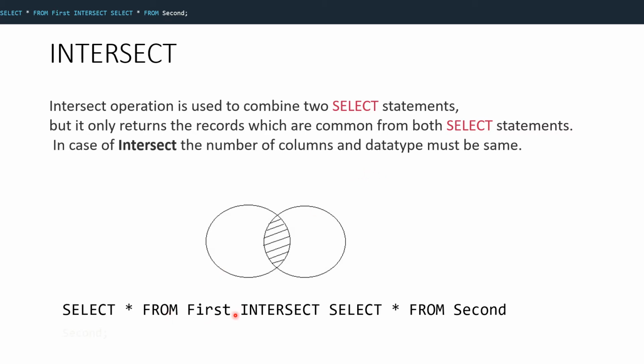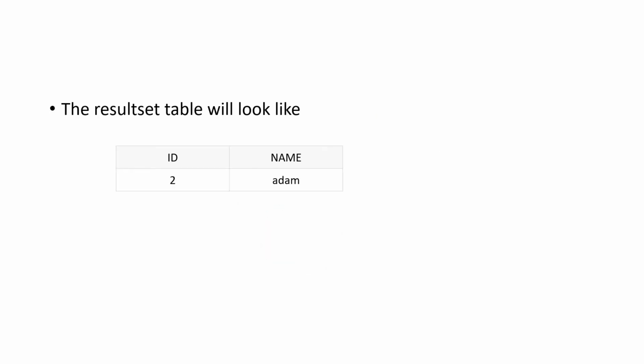Here we can see select asterisk from first table, select asterisk from second table, and in the middle we have used this operation known as intersect. It will take only the common rows between these two tables, first and second. Mainly this is always used with the select statement, so this should be remembered always. Here the result set is obtained as 2 because this was the only row which was common in both the tables.